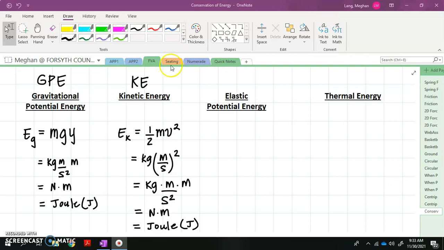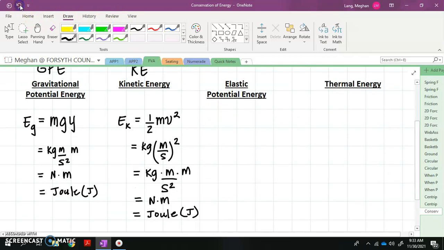For this elastic potential energy equation, I label it as E sub S, for energy from a spring, because most commonly we're going to use it with a spring and not just an elastic material like this popper. Either way, they have the same equation. This energy from the spring is going to be equal to 1/2 K x squared.